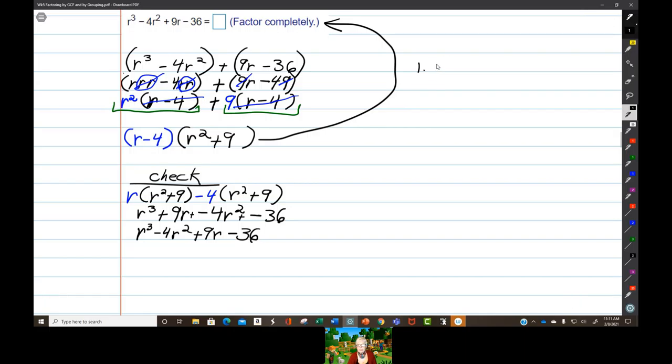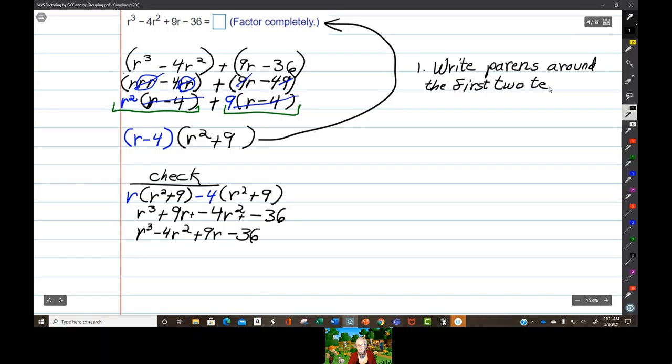So here's the method again. One. I'm not going to do this for every problem. Put parentheses around, I'm going to say parens, but please know that when you see the word parens, it means parentheses. Write parens around the first two terms, and around the second two terms.